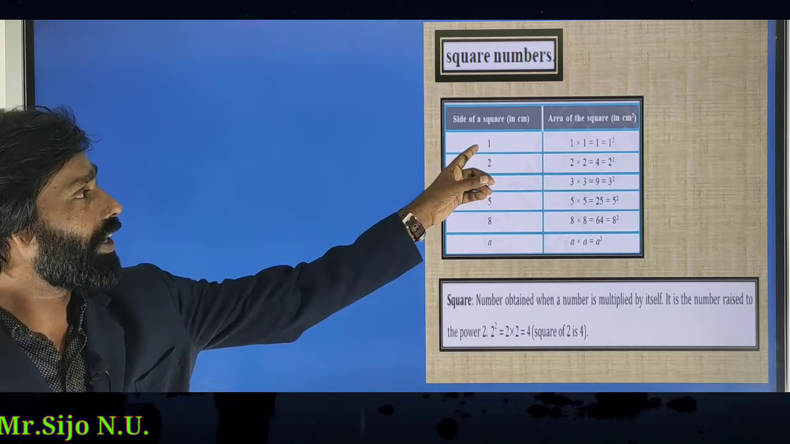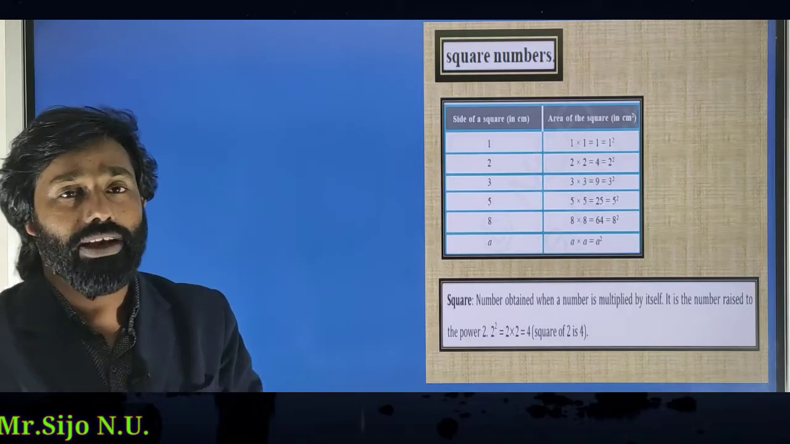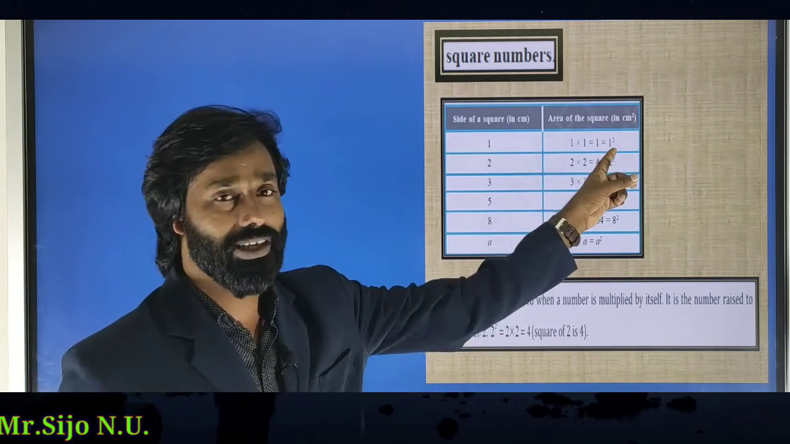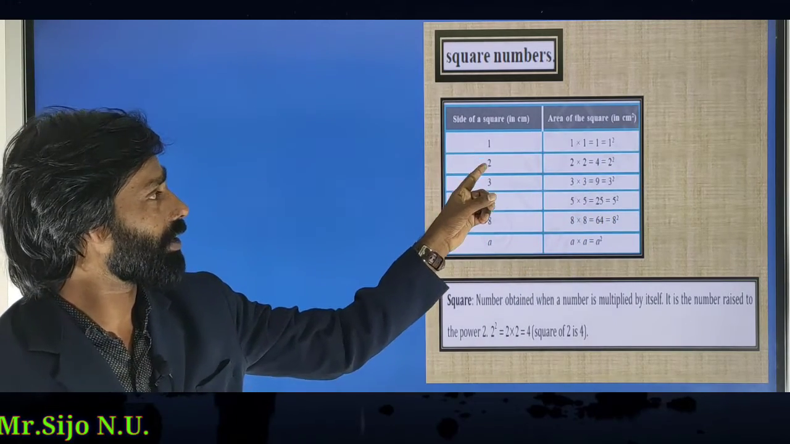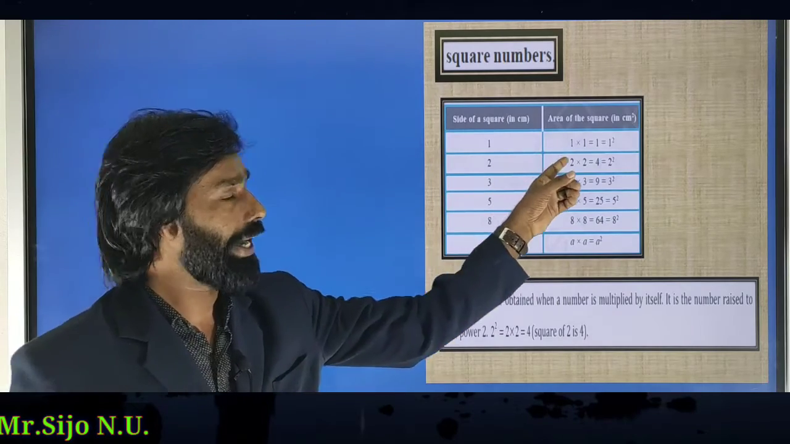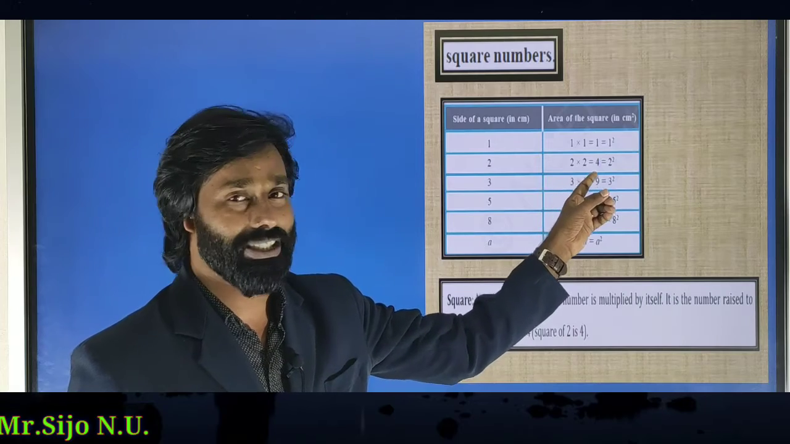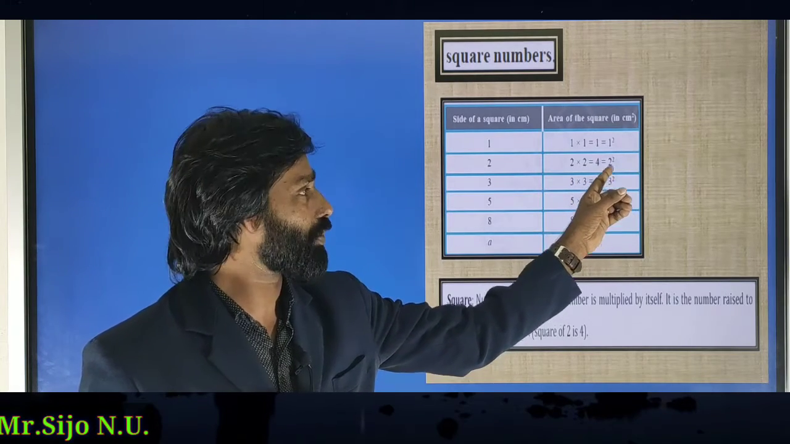See, the side of a square, we can take it in centimeters, 1 centimeter, then the area of the square is side into side, that is 1 into 1, that is 1. So if the side of that square is 2 centimeters, its area is side into side, 2 into 2, yes, that is 4. So we can write it as 2 square.